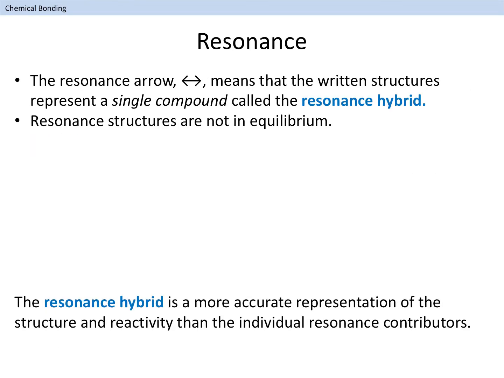When thinking about resonance, it is important to realize that a molecule does not interconvert between the different resonance forms, as it might in an equilibrium-type process. For this reason, we use a special double-headed arrow, as shown here, to separate resonance forms. When all the resonance structures are combined, we call the resulting structure a resonance hybrid.